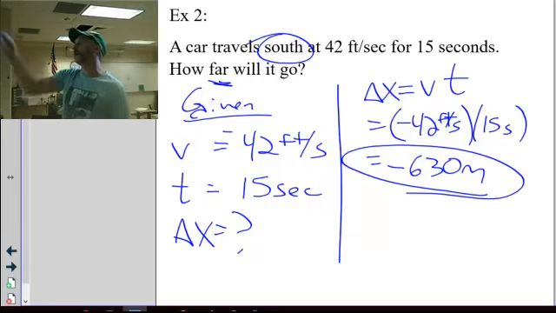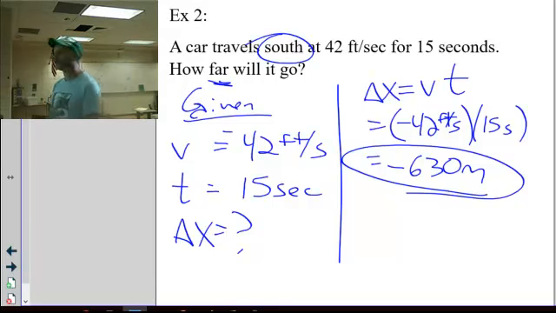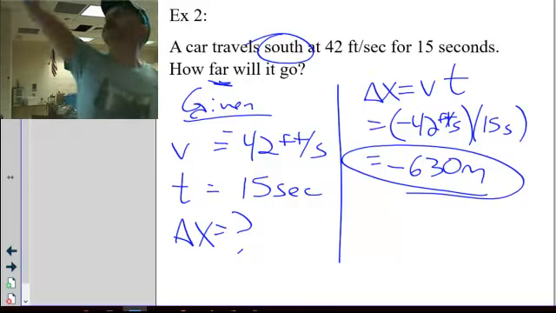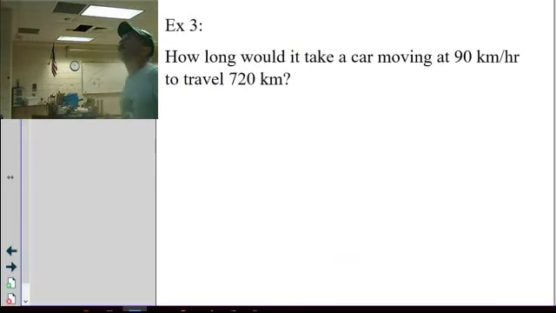How far did it go? I guess that's not really specific, whether it includes direction or not. So if you answered 630 here, that would be fine also, if you ignored the negative. Your displacement's negative 630 meters. How far you went, I guess, would just be 630 meters. Okay? All right.